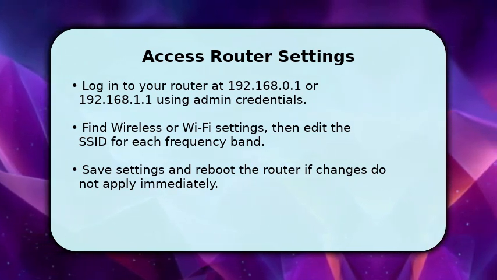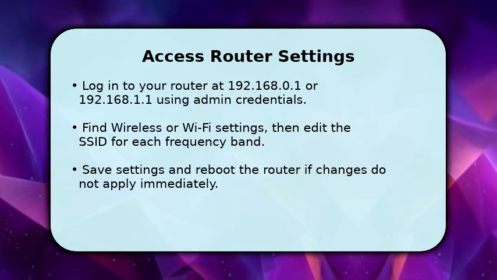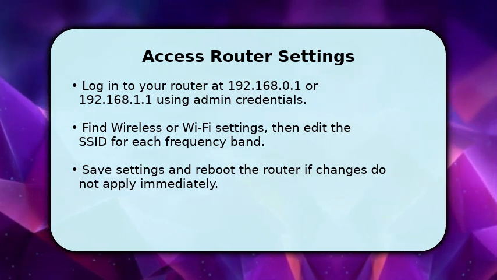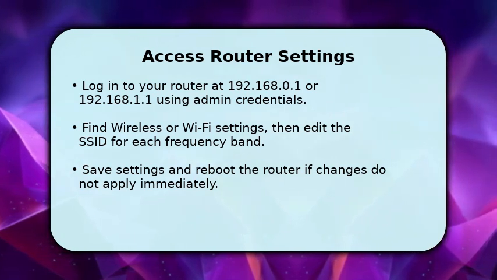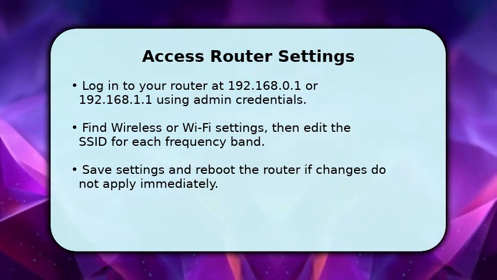Navigate to wireless, Wi-Fi, or SSID settings for 4 GHz and 5 GHz bands separately. Edit the SSID fields to your new names and click Save or Apply to commit the changes.